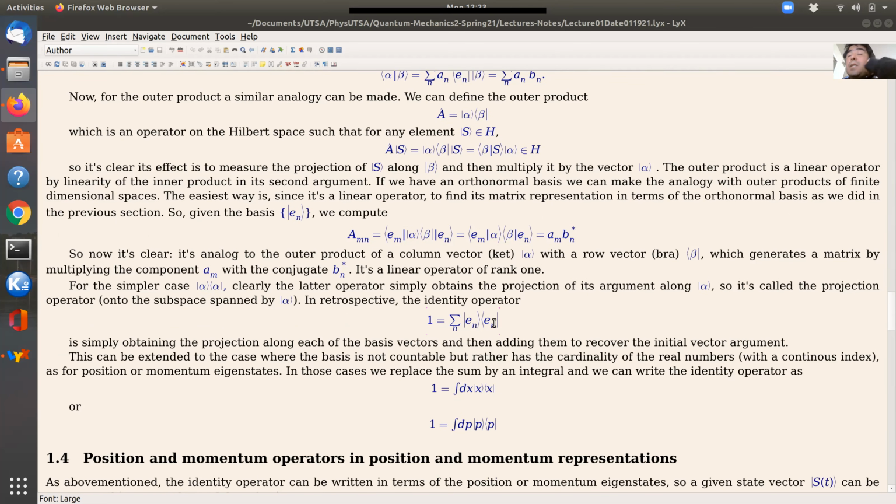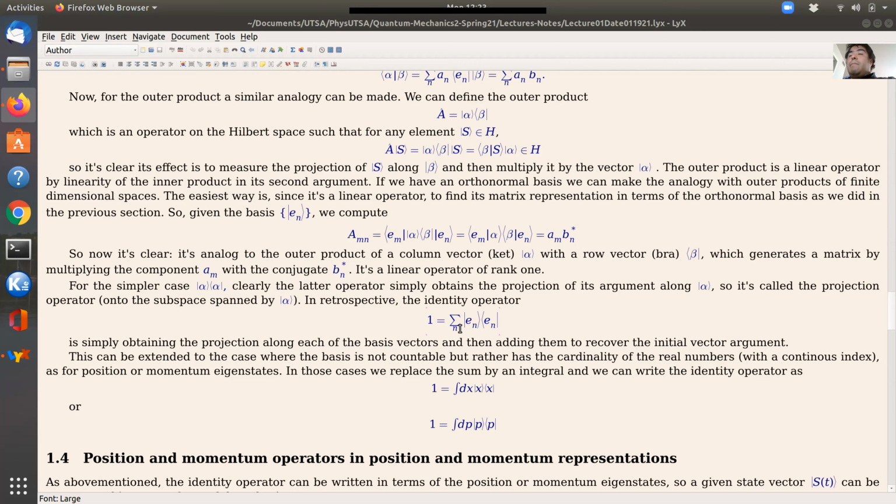Now, this expression of the identity doesn't need the assumption of having countable bases. So here we're assuming countable because the index is an integer. This can be extended to the case where the basis is not countable, but rather has the cardinality of the real numbers, for the case of position or momentum representations. So the real numbers in that case will have a continuous index. And so for that representation in position or momentum eigenstates, we simply replace, the same way you go from discrete to continuous.